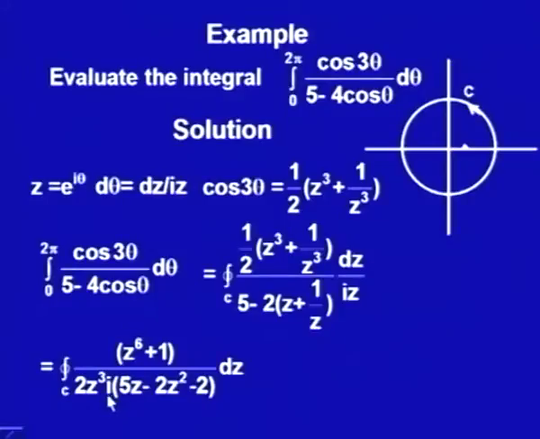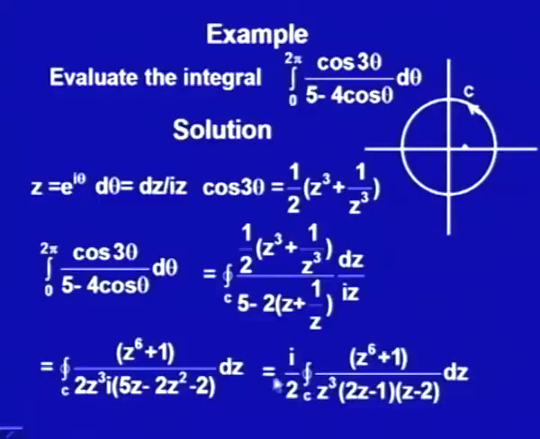Now, this i I will take into the numerator, that is, 1 upon i is actually minus i, and this minus sign I would take inside this one. So, I would get this denominator as 2z square minus 5z plus 2. So, I could rewrite this integral as i upon 2 contour integration on the unit circle C, z to the power 6 plus 1 upon z cube.